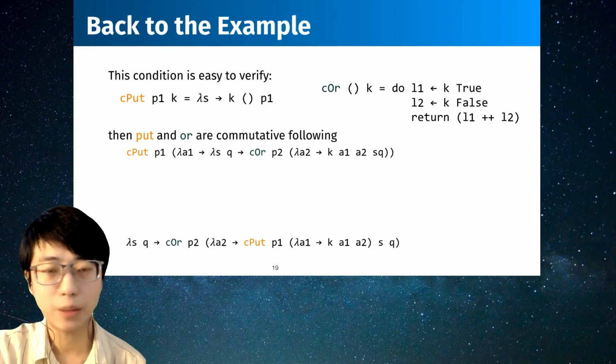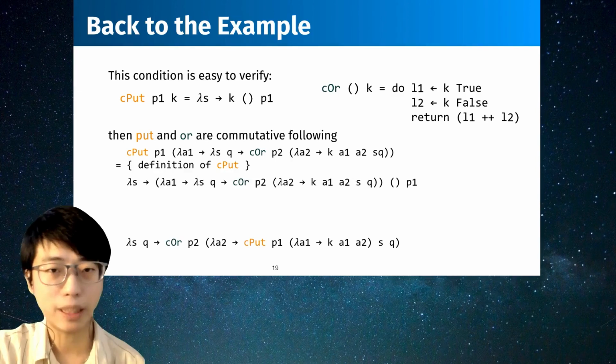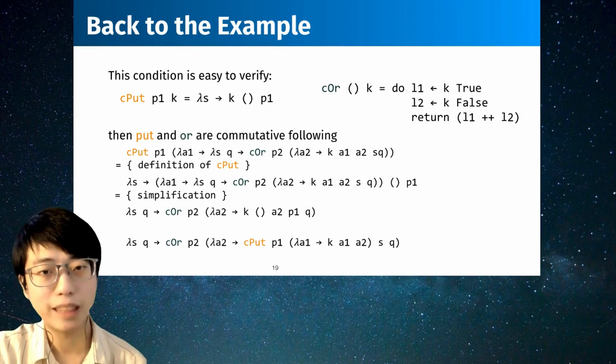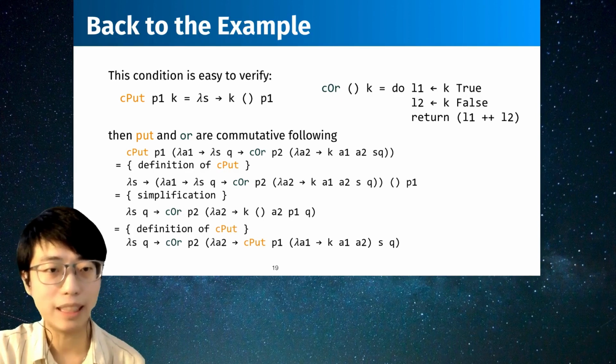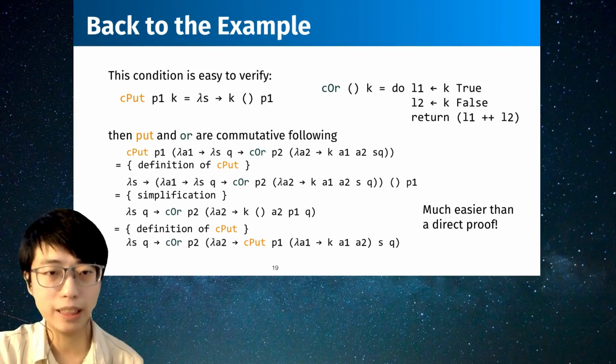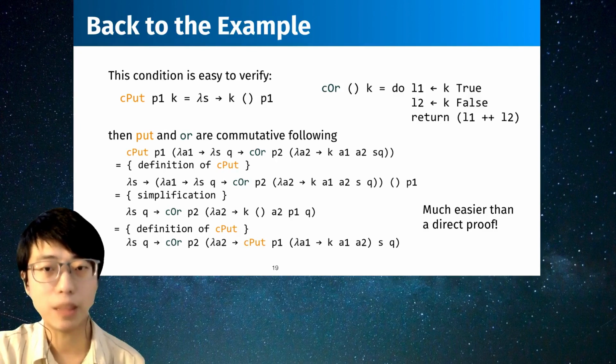The equality is actually very easy to show. Expanding the definition of cput, we get this. And with some simplification, we get this. And again, using the definition of cput, we have the needed equality. And the point here is that proving a composite handler satisfies an interaction equation in this way is much easier than a direct proof from the definitions.